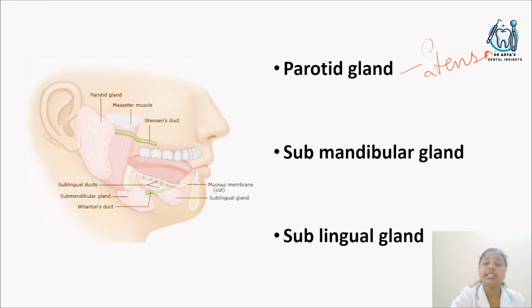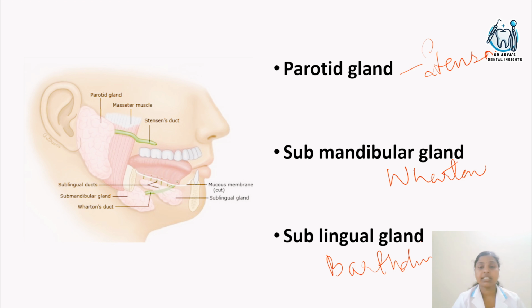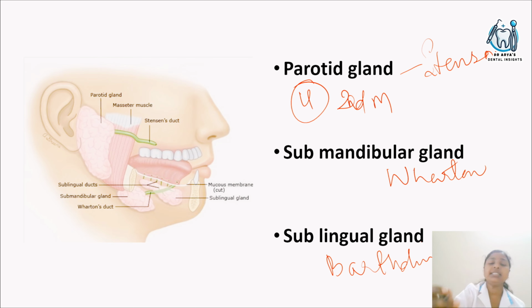Then what is it for the submandibular gland? The submandibular gland has Wharton's duct. And the sublingual gland has Bartholin's duct. So these are the various ducts for various glands. The parotid gland's Stensen's duct opens near the maxillary second molar. So the upper second molar, this is the upper second molar. Here is the Stensen's duct. So the opening is near the upper second molar.